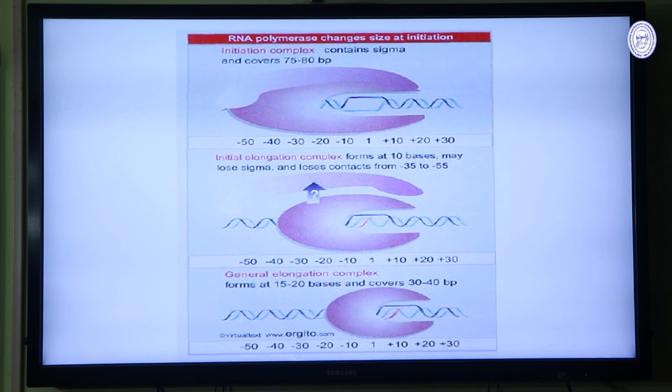Now, when the initial elongation complex forms, that means the RNA chain has just been initiated, then the RNA polymerase holoenzyme will lose the sigma factor and the contact region of the RNA polymerase is reduced. It will extend from plus 20 to minus 40. So, almost minus 35 to minus 55 base contacts will be lost. Now, when the complex is converted to the general elongation complex, it forms at 15 to 20 bases and covers 30 to 40 base pair, mainly the minus 20 to plus 20 region.